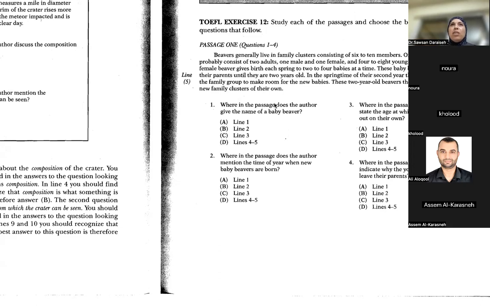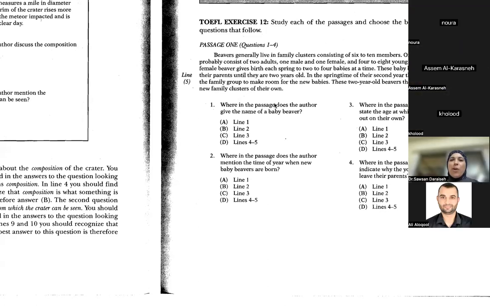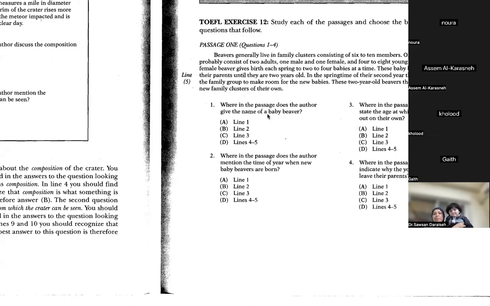So question number 1: where in the passage does the author give the name of a baby beaver? Don't say anything. So where in the passage does the author give the name of a baby beaver? Where? Dr. Ghaib. In the second line. Good. So young beavers or kits? Good. Thank you. This is line number 2. See, here it is. So it's B.